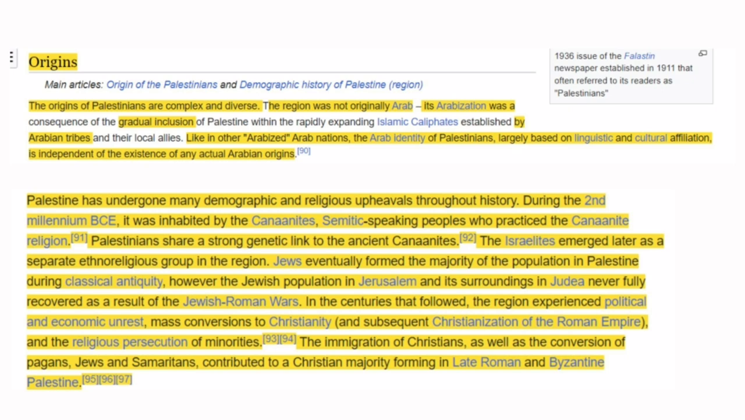Some Palestinians can trace their lineage back to the Romans who expelled the Jews, Christian Romans, Byzantine Romans, pagans, meaning Syrians, Egyptians, Babylonians, Persians, Assyrians, all the previous invaders of Palestine, and Samaritans. That's why the origin of the Palestinians is complex and diverse.